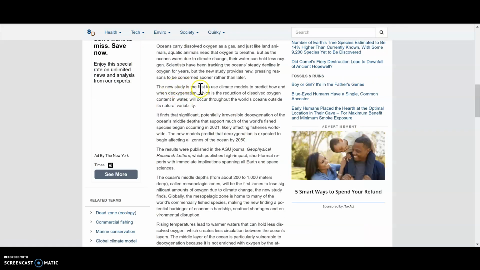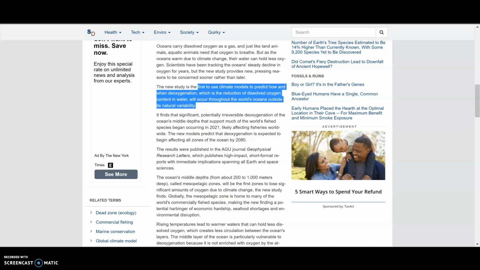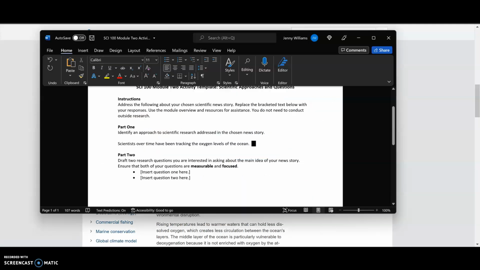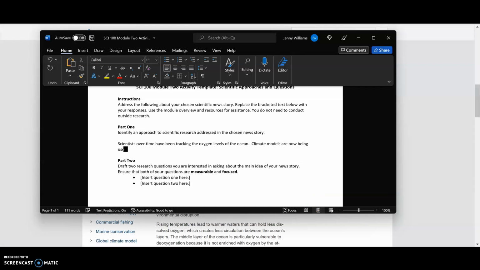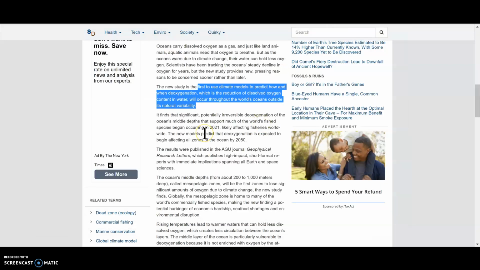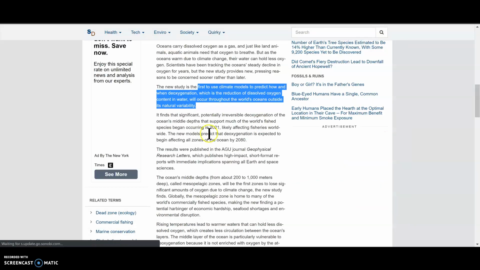Now it says this new study is the first to use climate models to predict how and when deoxygenation will occur in the world's oceans. So for our next sentence, we would say climate models are now being used to make predictions about oxygen levels in the oceans. Okay, so we're just summarizing here, and we're not directly copying. We're just talking about what the article actually says.